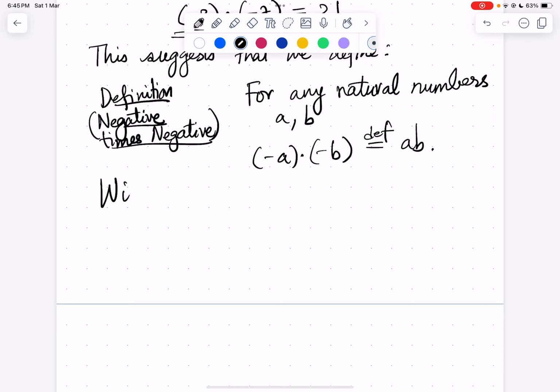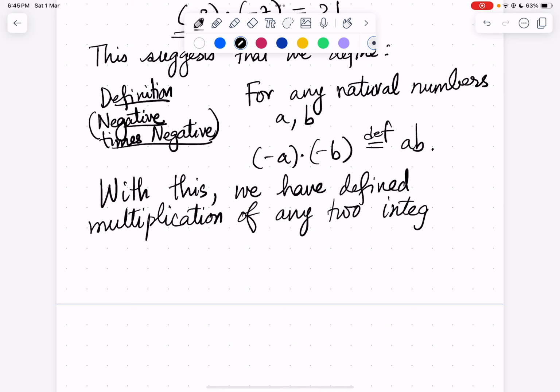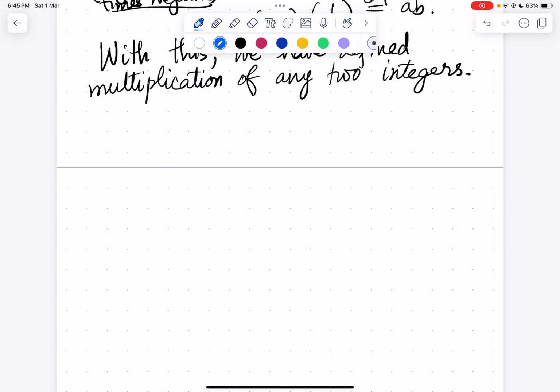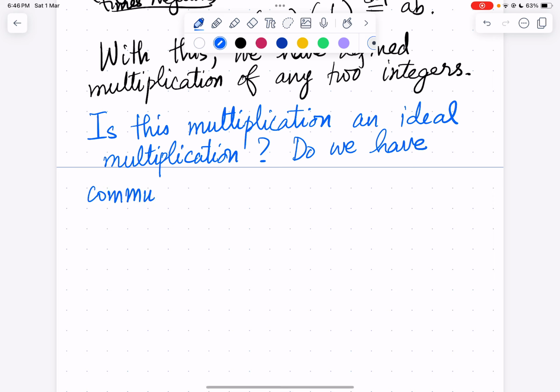We hope with this we have defined multiplication of any two integers. So now that we have defined multiplication of any two integers, we can ask, is this multiplication an ideal multiplication? Do we have commutativity and distributivity?